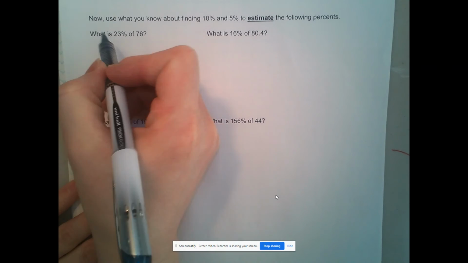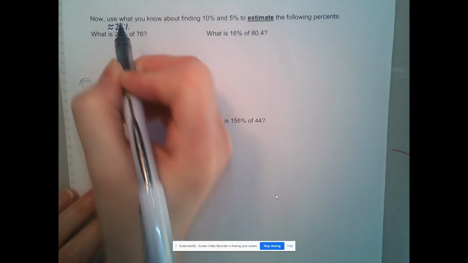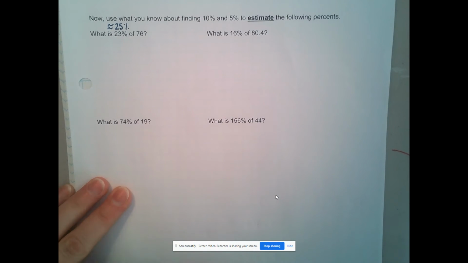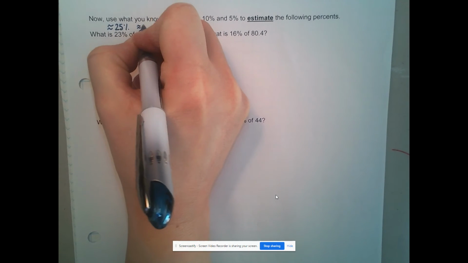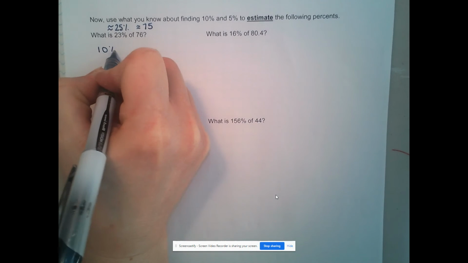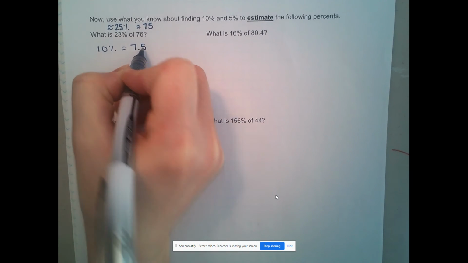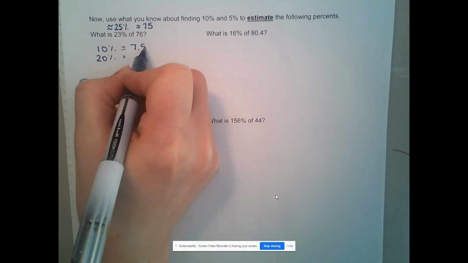So 23%, the closest friendly percent to that is 25%. And so I'm going to go with 25%. And I'm also going to think about that 76, right? I might go with something like 75 just because it's a little friendlier to work with. So I'm going to say, well, what's 10%? 7.5. What's 20%? If I double that, it's 15.